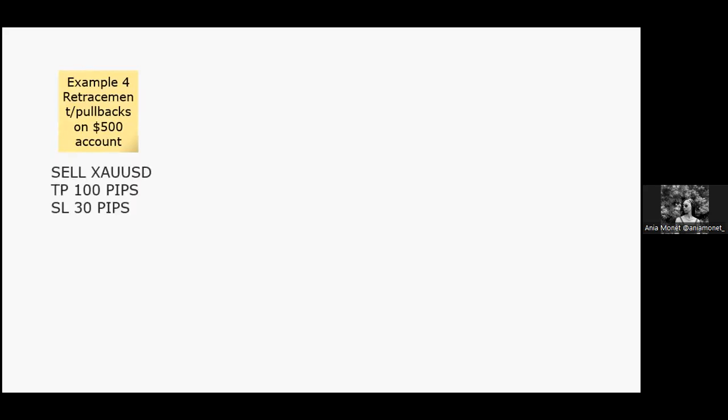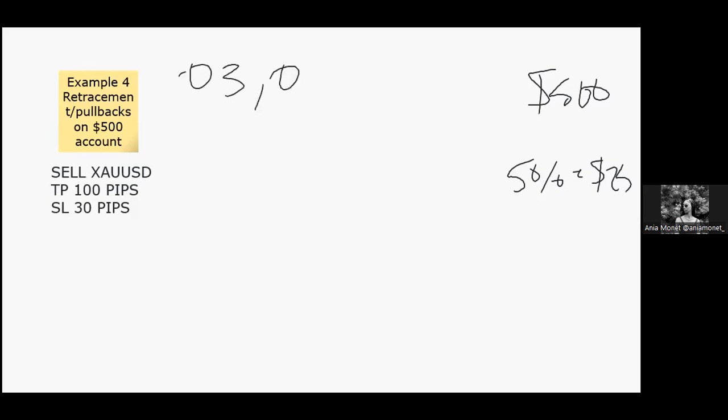All right. So let me remind you that on a $500 account, 5% would be 25 bucks. So examples of lot sizes that you can use on a $500 account when you're trading something like XAU USD with a stop loss that's about 30 pips, I would say you can use, let me look back at my notes here, make sure I'm right. I am. Okay. You can use a 3 cent, a 5 cent, and a 10 cent.